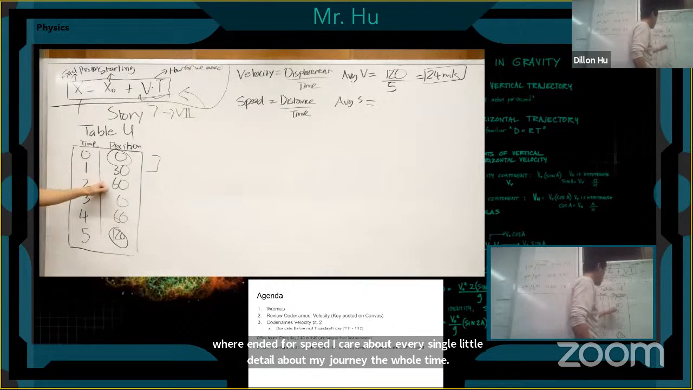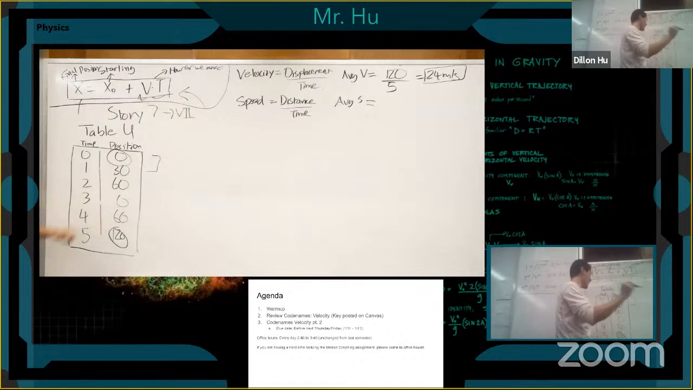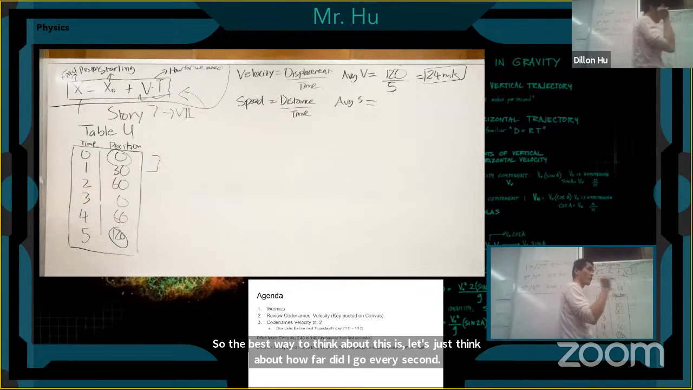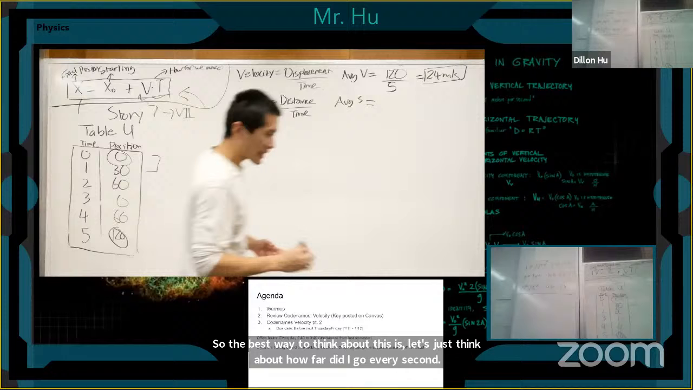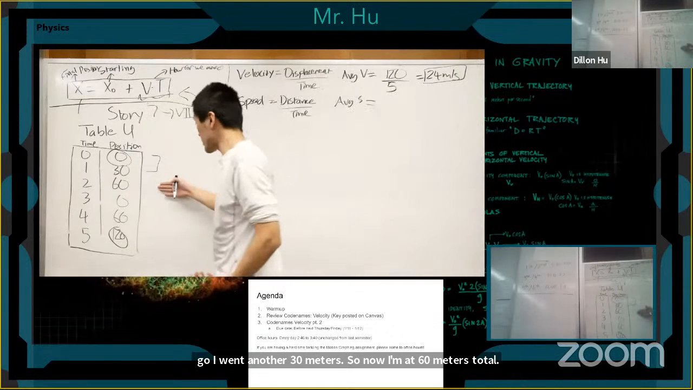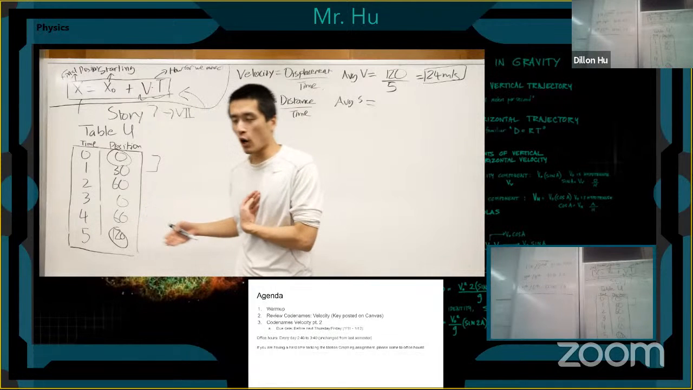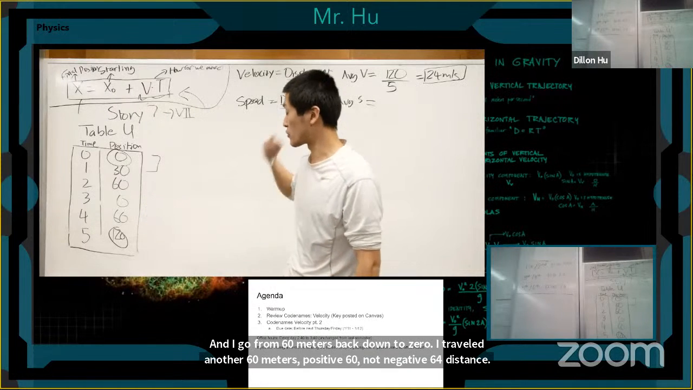And I go from 60 meters back down to 0, I traveled another 60 meters, positive 60, not negative 60, for distance. Why? Because for distance, I care about how far I physically travel. I do not care about where my position is. I care about how far I went. So I went 60 forwards and I went 60 backwards, but in terms of distance, I just went 60 twice. So now my total distance traveled is 120.